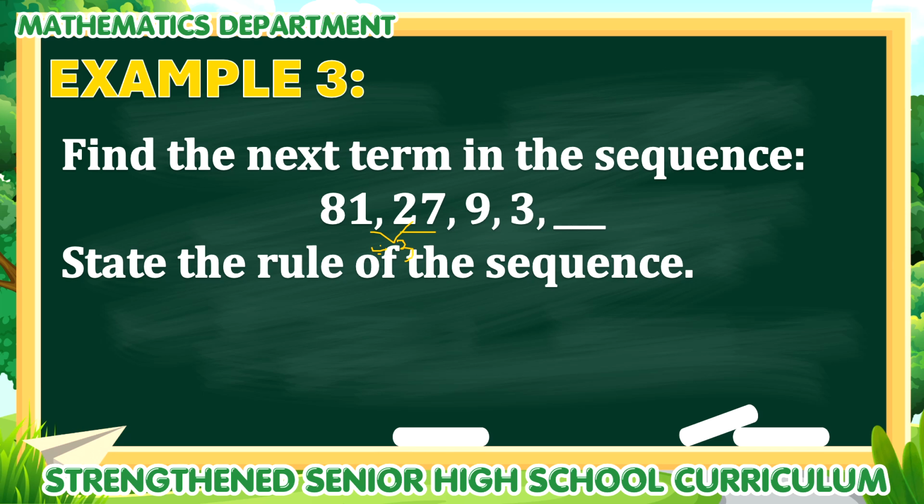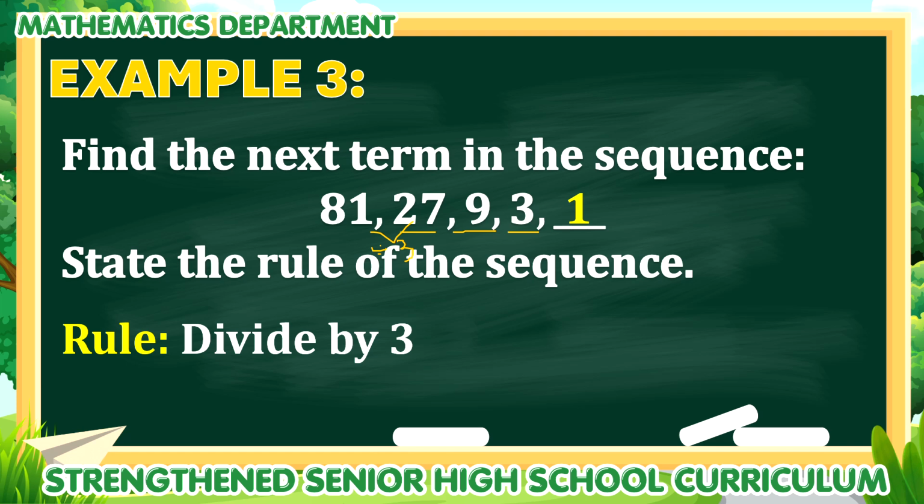And then from 27 going to 9, that is 27 divided by 3, that gives us 9. And following the same format, 9 divided by 3, that gives us 3. Now, for this missing term here, when we divide 3 by 3, that gives us 1. Meaning to say, our next term here is 1. So our rule is to divide the previous term by 3.